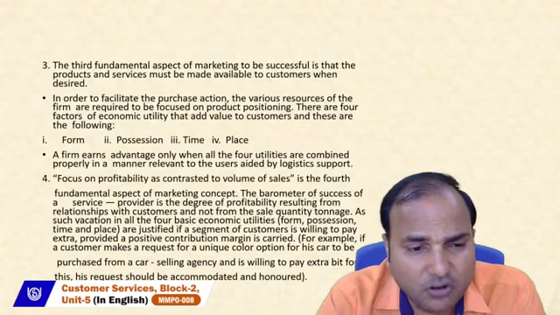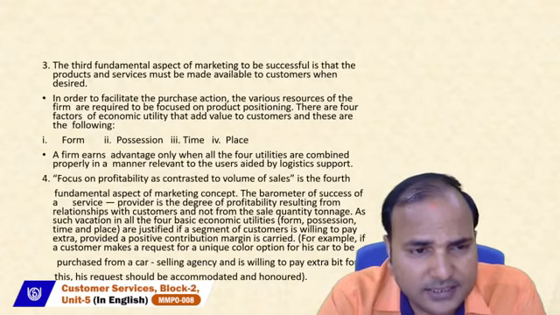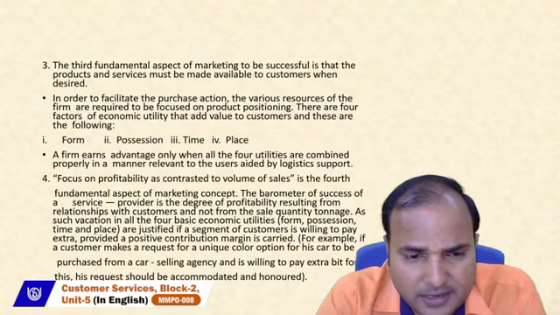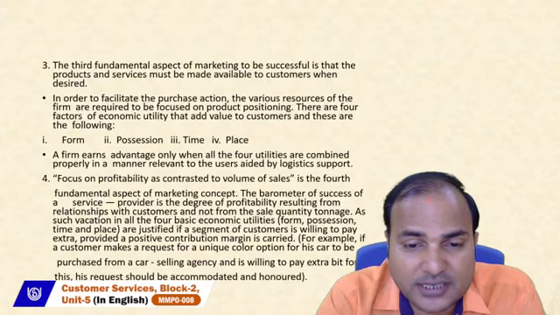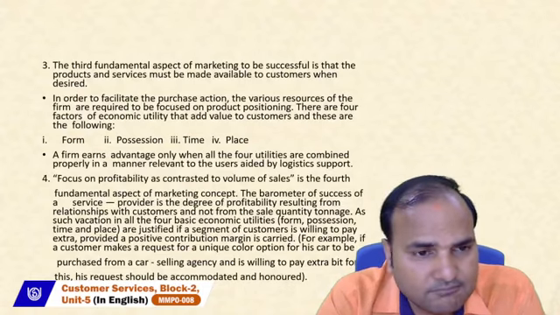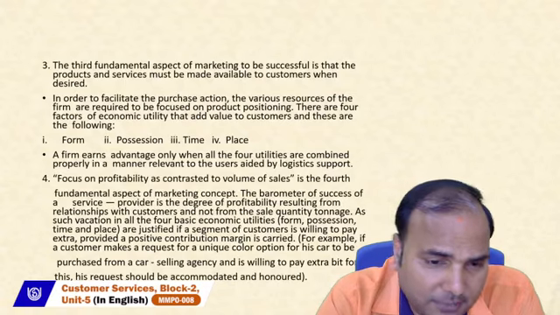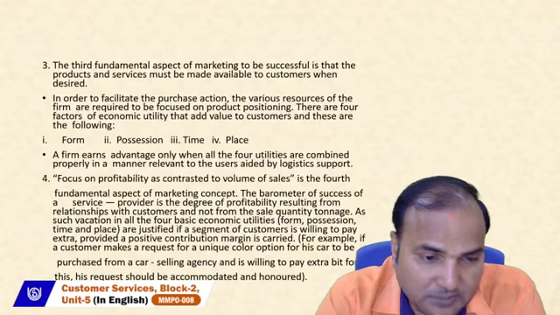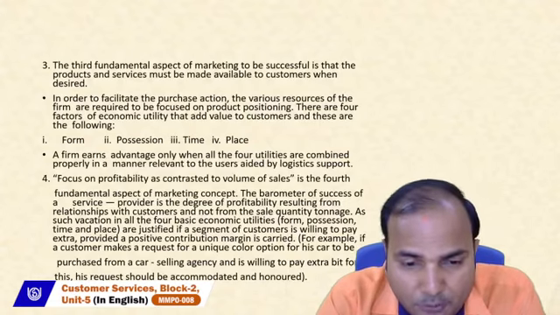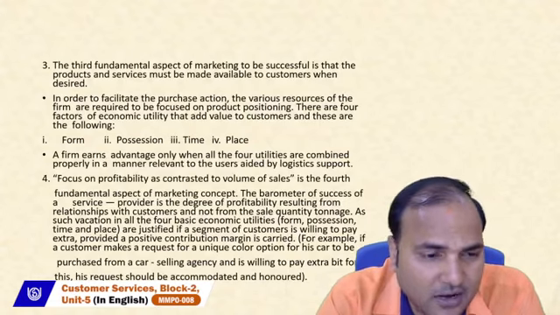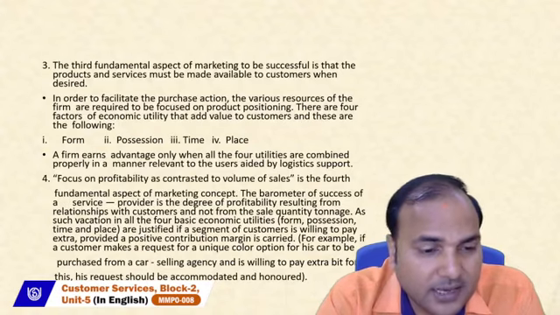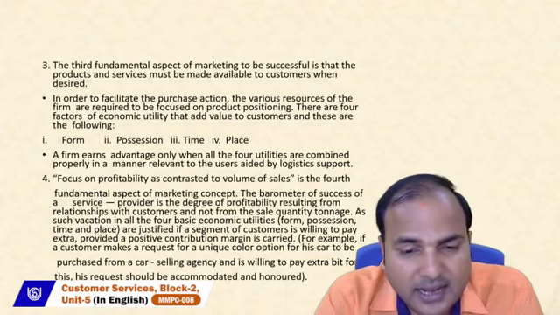As such, variation in all the four basic economic utilities like form, possession, time, and place is justified if a significant segment of customers is willing to pay extra, provided a positive contribution margin is also earned. If a customer makes a request for a unique color option for his car to be purchased from a car selling agency and is willing to pay a bit extra for this, his request should be accommodated and honored.